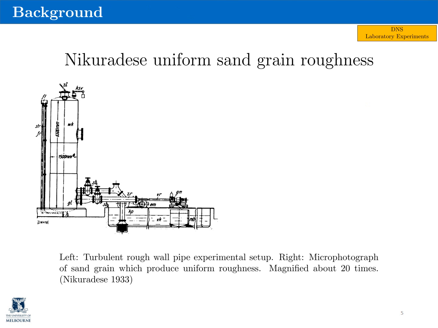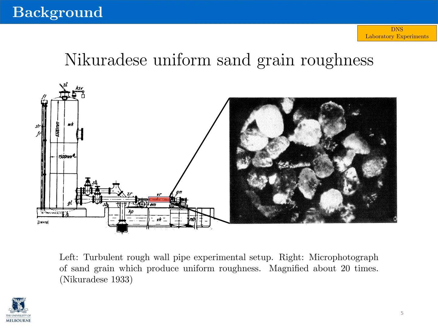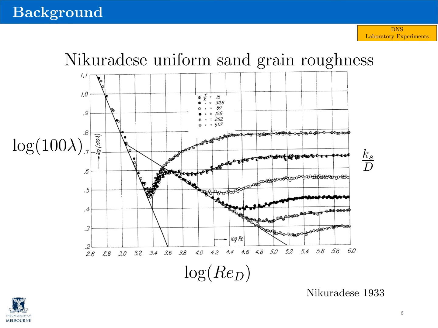One of the first few laboratory experiments conducted in a turbulent rough wall pipe was the work of Nikuradse in 1933. The figure on the left shows his experimental setup, and the figure on the right is a photograph of his roughness, which consists of uniform sand grain. Here is a plot of his results, where the resistance factor is plotted against the bulk Reynolds number. He found that at low Reynolds numbers, when the flow is laminar, the resistance factor of the rough wall collapses onto the smooth wall and only depends on the bulk Reynolds number of the flow.